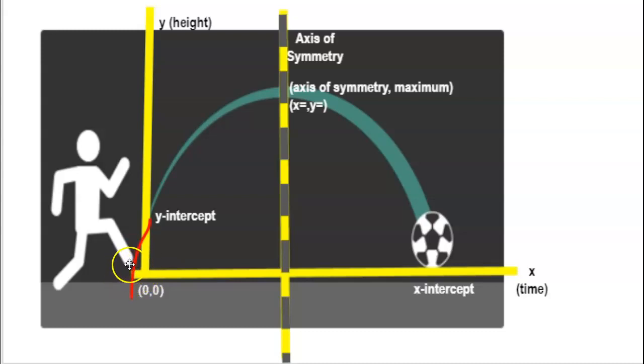Notice that this x-intercept is to the left of the origin. It is negative. We can't go back in time. Time can't be negative. So when we look at what happened when you kick the ball, your start time is at 0. How long did it take for the ball to hit the ground? That's the x-intercept. Okay, what was the maximum height? That's your y value at the axis of symmetry.